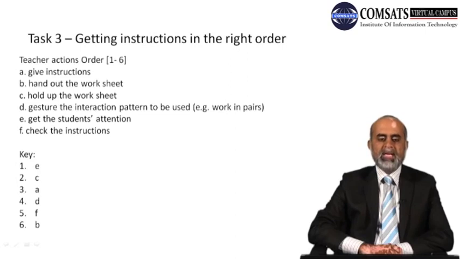So do not give away the worksheets, hold them up. Step 3 is A, which is give instructions. Step 4 is D, which is gesture the interaction pattern to be used, like work in pairs or something like that. Step 5 is F, which is check the instructions. And step 6 is B, which is hand out the worksheet. Yes, you check the instructions before you even hand out the worksheet.